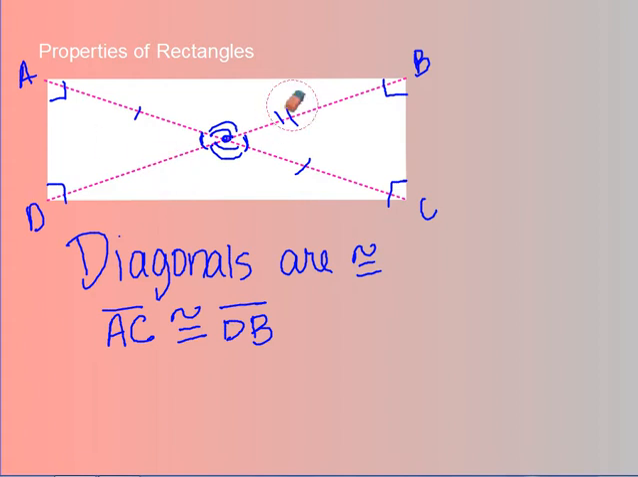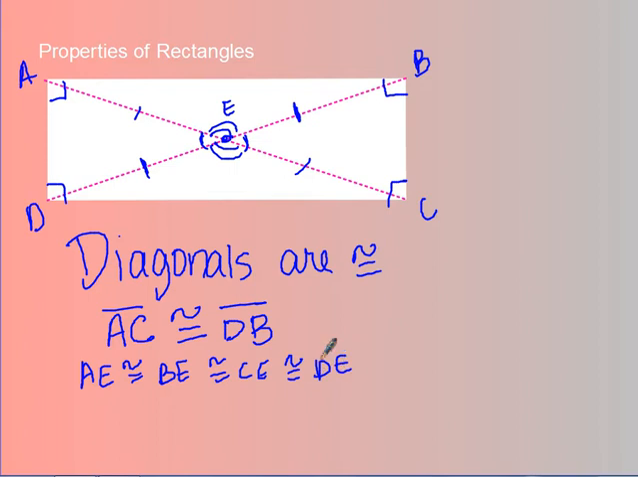And actually we could go back. All four segments of your diagonals, all four of these little portions of your diagonals, are congruent. So AE is congruent to BE, congruent to CE, congruent to DE. So the diagonals are congruent, and then their little intersections are congruent, making all of your triangles isosceles. So this triangle here has two sides that are congruent. Triangle BEC is an isosceles triangle.